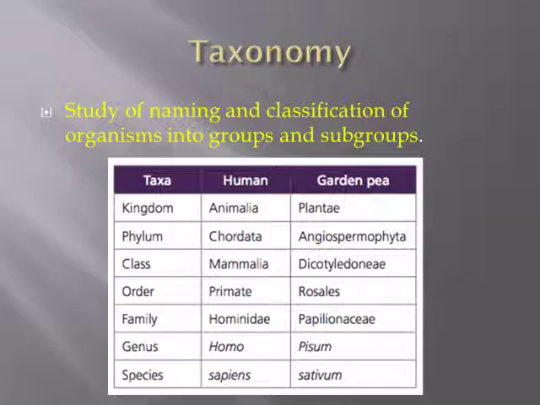You can see on screen the classification of human and garden pea. Both organisms are quite different from each other, so their kingdom is also different. The kingdom of human is Animalia, and garden pea is Plantae. We study the taxonomy in detail in chapter number 3, inshallah.